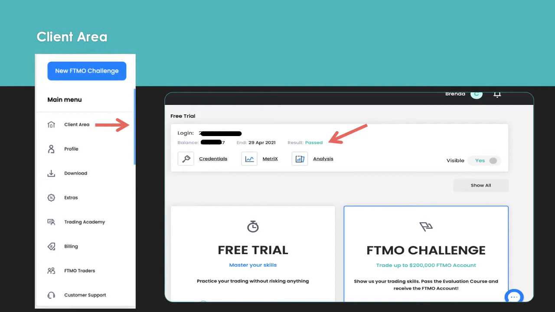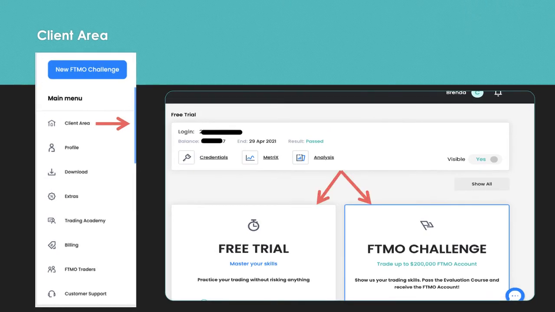You'll also see two big squares at the bottom to either start a new free trial or to start a new FTMO challenge. You are not able to run two free trials at the same time. Now, FTMO challenge, you could start as many challenges as you want. You can run them at the same time or one after the other.